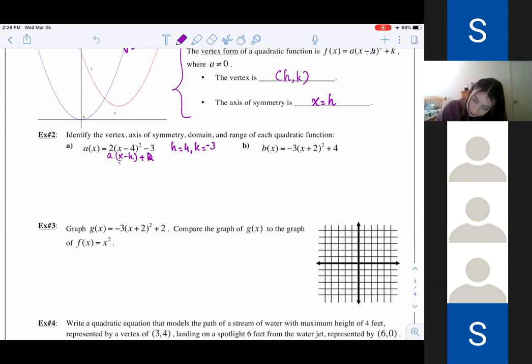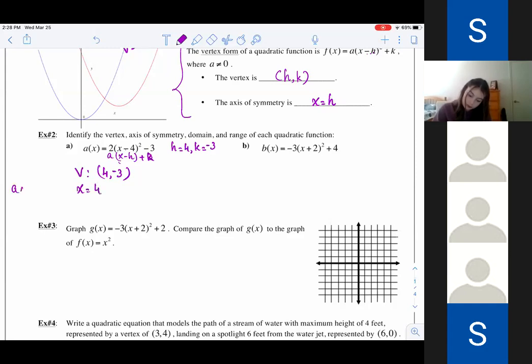You should always be comparing with a(x minus h) quantity squared plus k. Just do the right comparison, a direct comparison, and then h is equal to 4, k is equal to negative 3. So we are going to answer the question. Our vertex is 4 comma negative 3. Okay. Axis of symmetry is x is equal to 4.